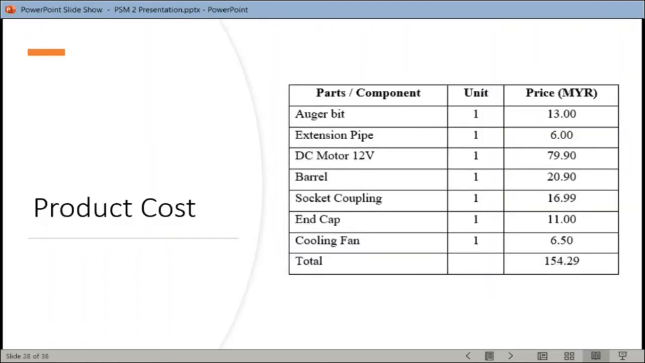The product cost of this design totals only 154 ringgit Malaysia, which is way cheaper than the market filament extruder. If included with the electrical parts, the price will range between 200 and 500 ringgit.